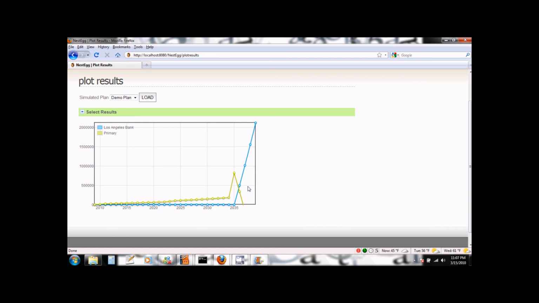I'm not going to do this because this is a demo, but the main point I want to make is that your primary checking account should never go to 0, and this is something you always need to be careful about.